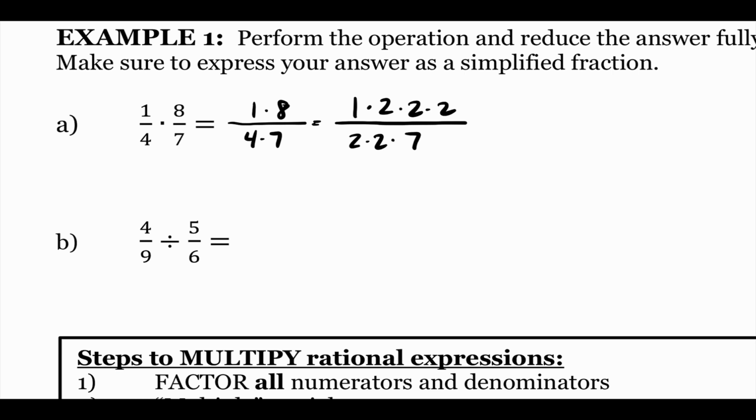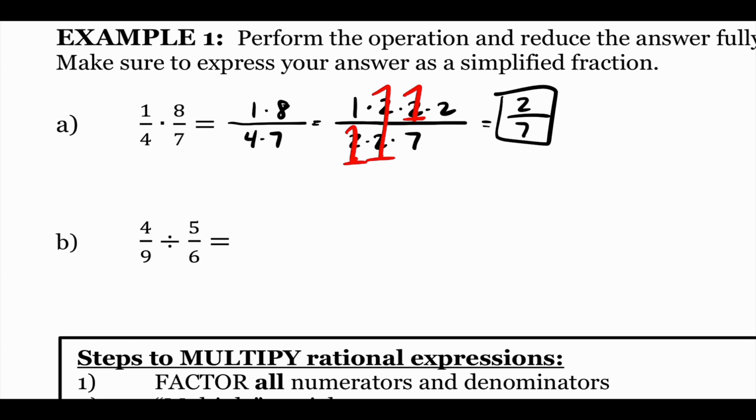Okay? And then what do they have in common on top and bottom? Well, they have a couple 2's in common, right? So on top, I'm left with 1 times 1 times 1 times 2, which is 2. On bottom is 1 times 1 times 7. That's your answer. So I did it the long way there.